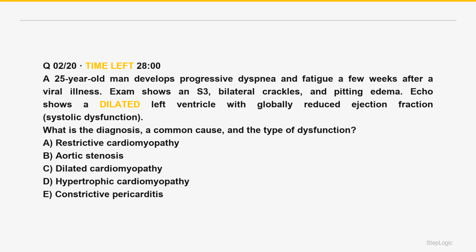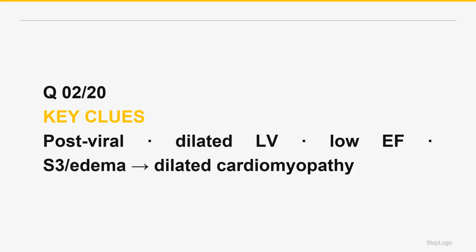Post-viral, dilated LV, low EF, S3, edema: dilated cardiomyopathy, viral myocarditis, Coxsackie, systolic dysfunction. This is dilated cardiomyopathy, the most common type of cardiomyopathy. The ventricle dilates and the walls thin, eccentric hypertrophy. Sarcomeres are added in series, producing systolic, contractile dysfunction with the reduced ejection fraction. The result is a picture of congestive heart failure: dyspnea, an S3 gallop, pulmonary crackles, peripheral edema, and often functional mitral regurgitation from annular stretch.